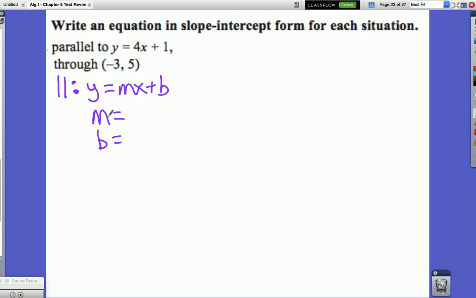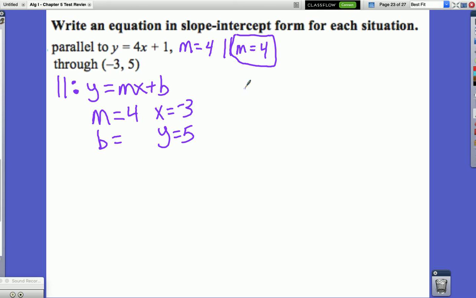Now we learned a relationship of the slopes of parallel lines. The relationship is parallel lines have the same slope. So we look at this equation, and the slope of this line is 4. So anything that will be parallel to it will also have a slope of 4. So we're going to use 4 for our slope. Then we're going to use this point. The point has an x of -3 and a y of 5.